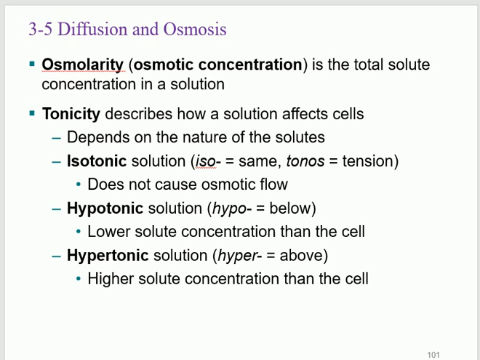Iso means same. Isotonic. Clear? The tone here is the same as the tone here. This is a gallon, this is a gallon. This is 5 grams, this is 5 grams. If it is exactly the same, we call those two isotonic to each other. Clear?